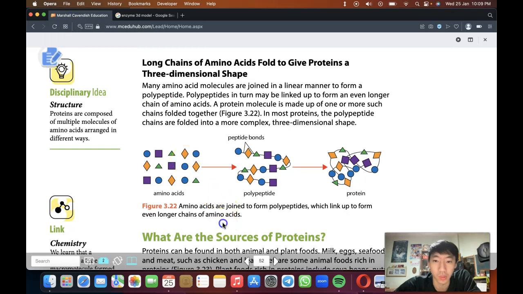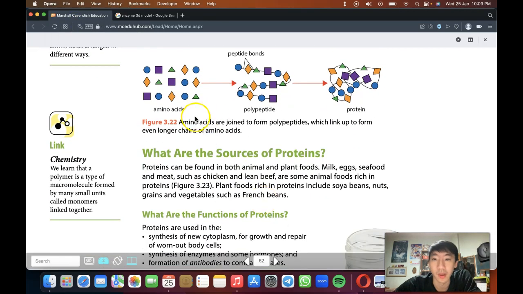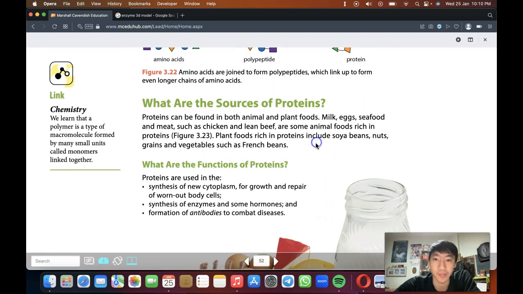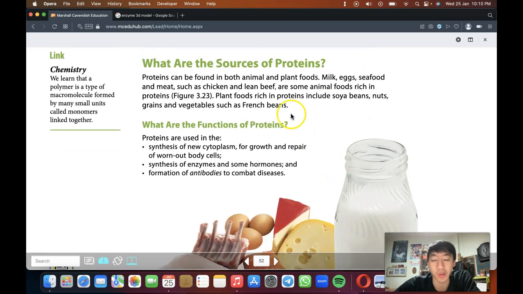Okay, so summary: amino acids join to form polypeptides, which then join to form proteins. It also works the opposite way. When we talk about digestion, proteins are digested into polypeptides in the stomach by this thing called trypsin, and then digested again from polypeptides into amino acids by various proteases.